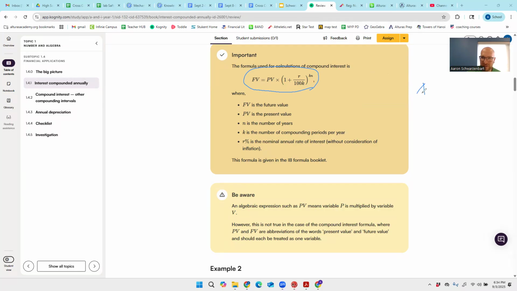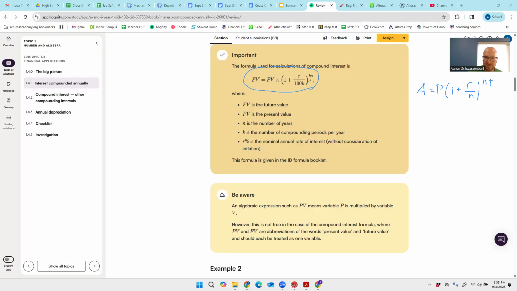I've often written it like this, A equals P times (1 plus r over n) to the nt, with A being the amount. They're calling that FV, future value. And they're calling P PV, present value or principal. It's the amount you put in the account. 1 plus the interest rate. They put 100 over k. I usually just put the rate as a decimal.